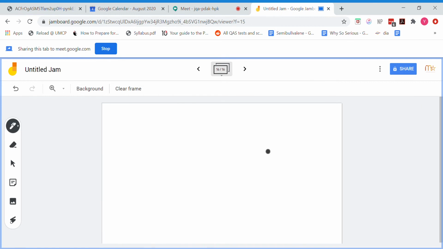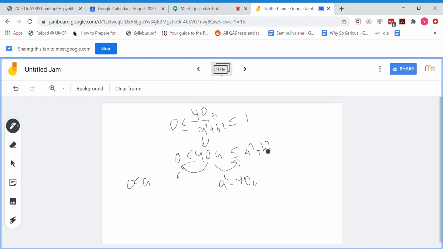So we have 40A over A squared plus B squared is greater than or equal to 0 and less than or equal to 1. So this gives us 40A is greater than or equal to 0 and less than or equal to A squared plus B squared. So the first one just gives us A is greater than or equal to 0. The second one gives us A squared minus 40A plus B squared is at least 0.